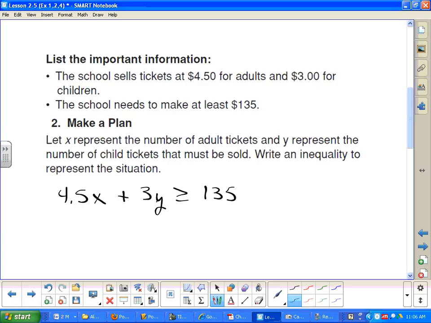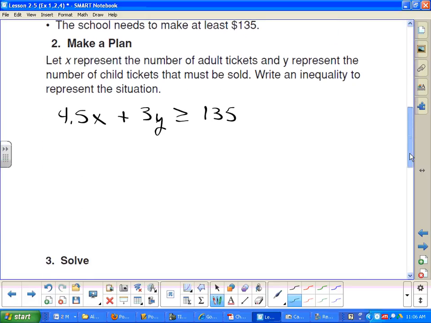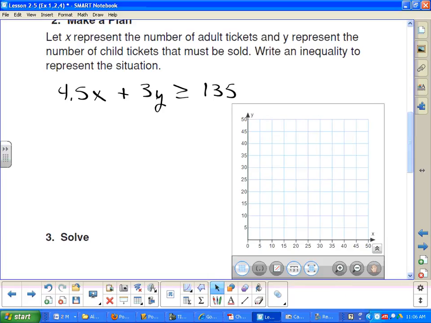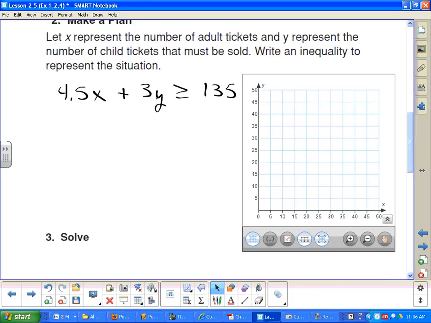All right, so we're going to graph this. And if we graph this, do we need any negative values? No, because you can't sell negative adult tickets or negative children's tickets, right? Okay, it would probably be a negative if no one showed up, but that would still make them positive money and it would still be a positive ticket. Okay?